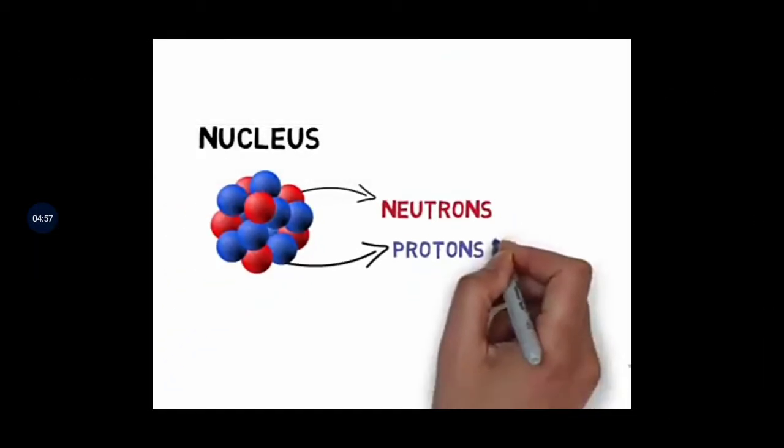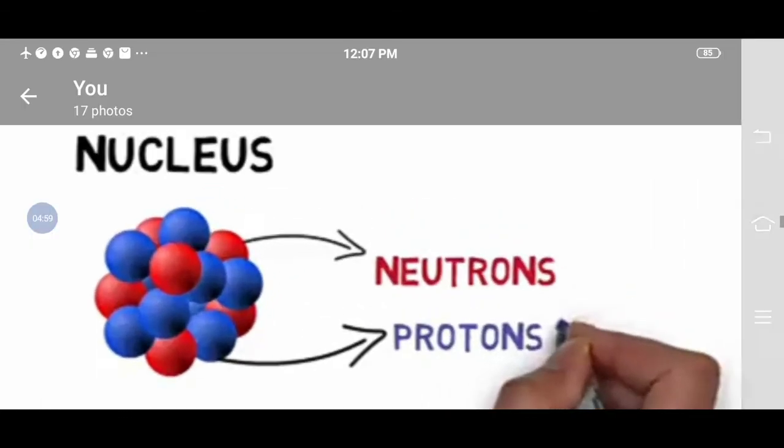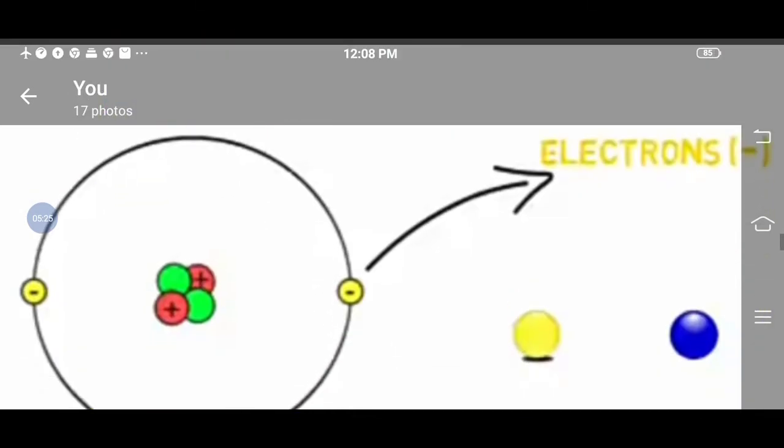The blue colored particles can be taken as the protons, and the red colored particles can be taken as the neutrons. Protons have a positive charge and the neutrons have a negative charge. In an atom, there is the presence of a nucleus at the center containing both protons and neutrons. Okay. Then what about the electrons?